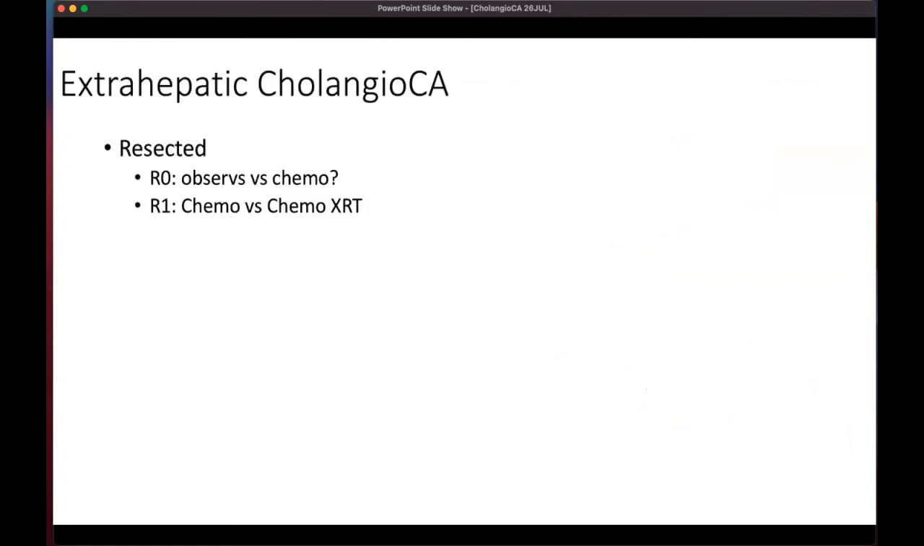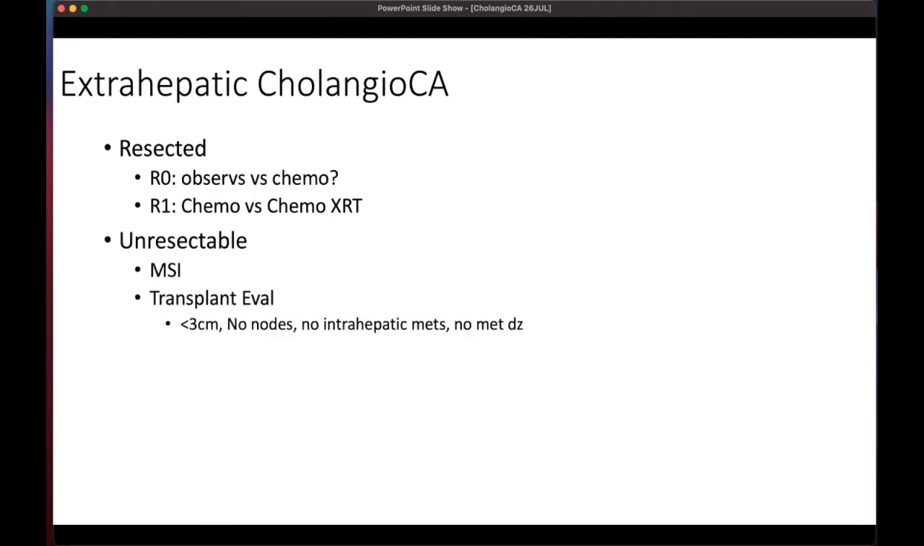So extrahepatic cholangio, I feel like, this is just kind of what we do. So after you've resected, if you've had an R0 resection, controversy, we'll talk about that in 1 second. R1, most people would argue to give chemo, and then I would give radiation as well, wherever you had that R1 resection. And then unresectable, you're going to do microsatellite instability, check for that, as about 10% of these patients may have that. And then transplant.